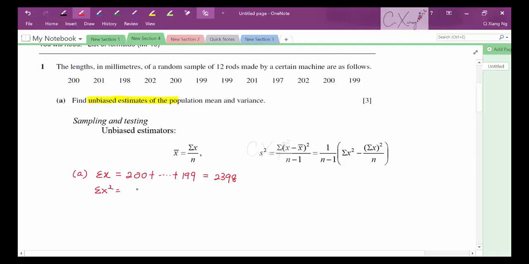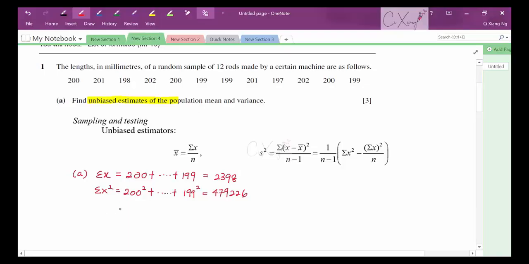After that, we are going to get the summation of x squared. To get it, you take every single value and square it, and after that, you add them together. You'll get the summation of x squared, which is 479226.